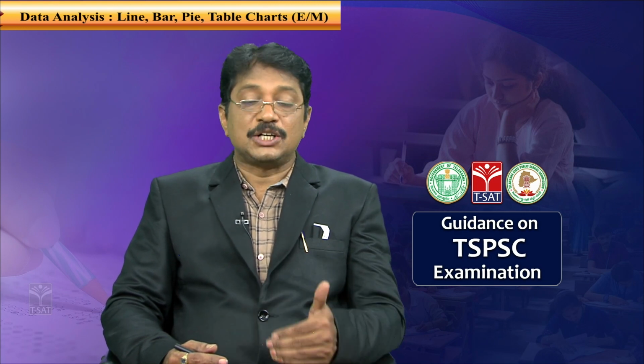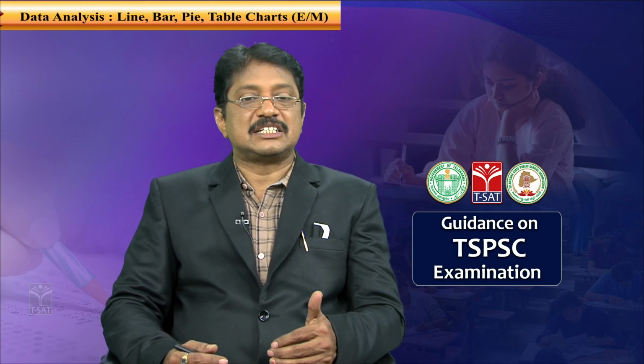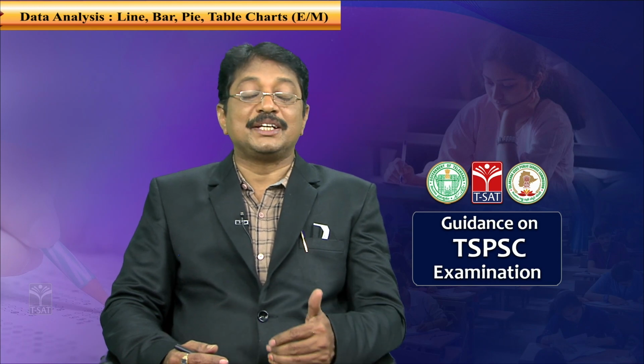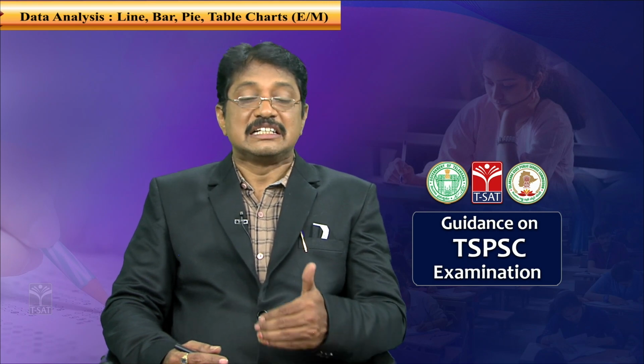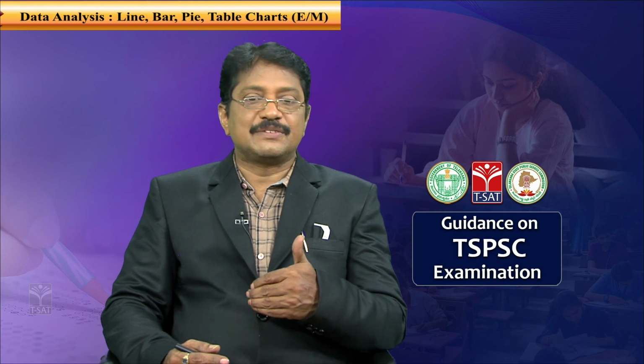0 to 10, 10 to 20, 20 to 30, these are called continuous class intervals. Here the upper limit of the first class is equal to the lower limit of the next class. Such classes are called continuous classes. We call them inclusive classes also. This is very, very important.